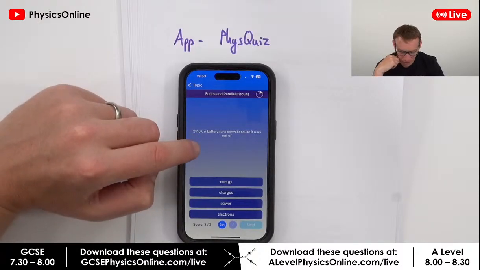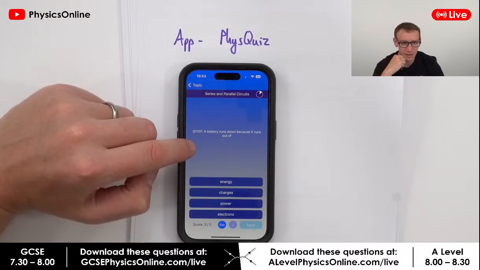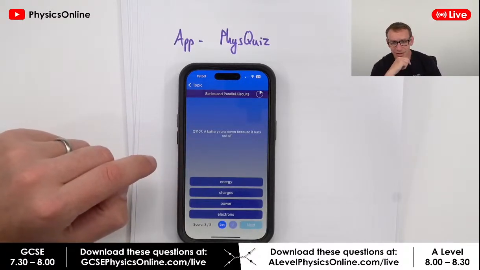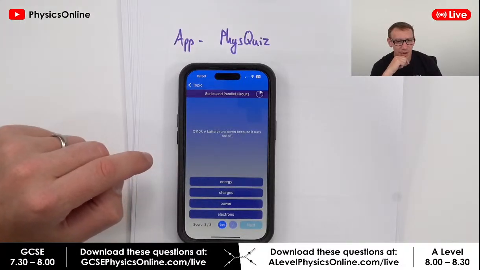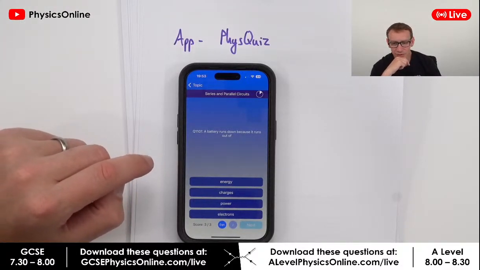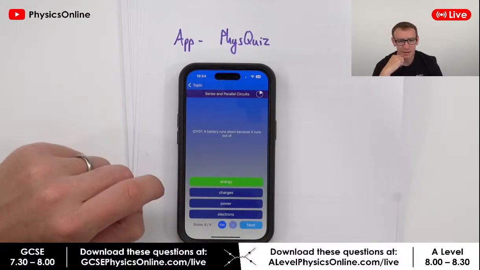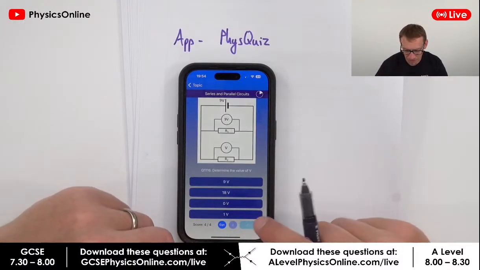A battery runs down because it runs out of what? What do you reckon? Energy? I reckon it runs out of energy. Yeah, there we go. That was a tricky one.